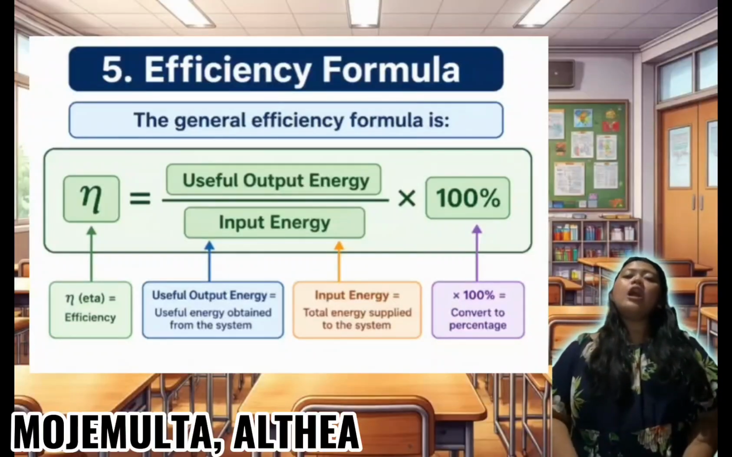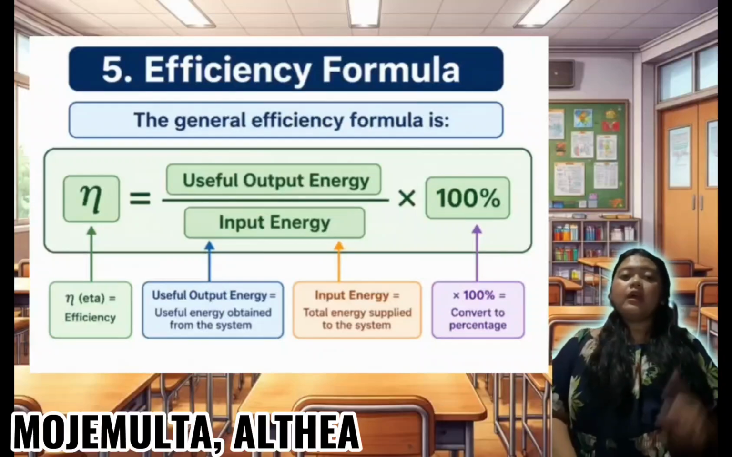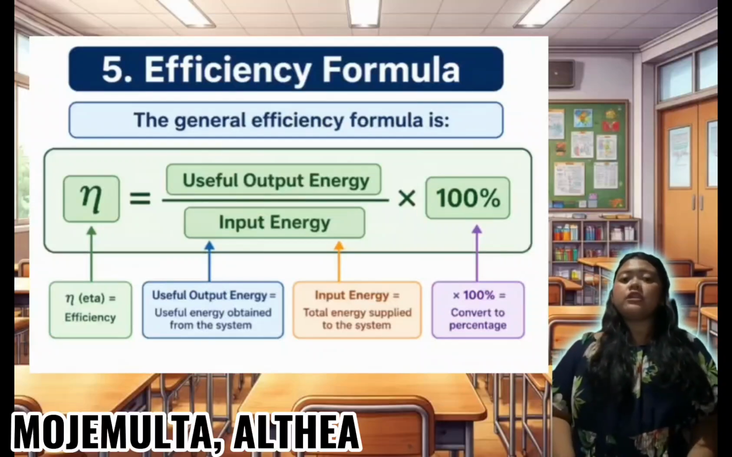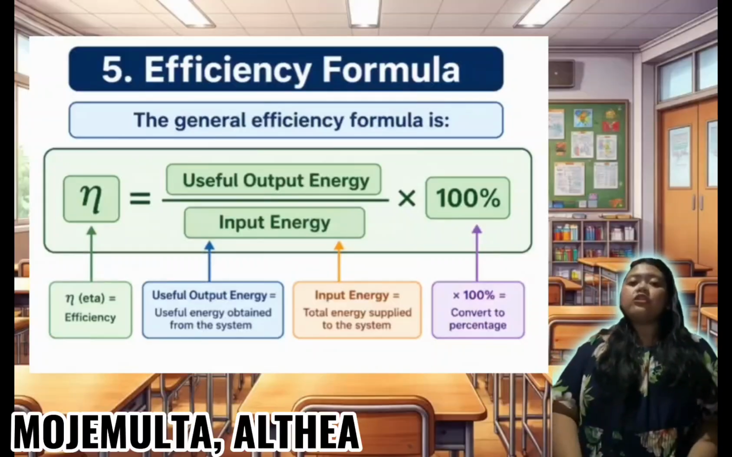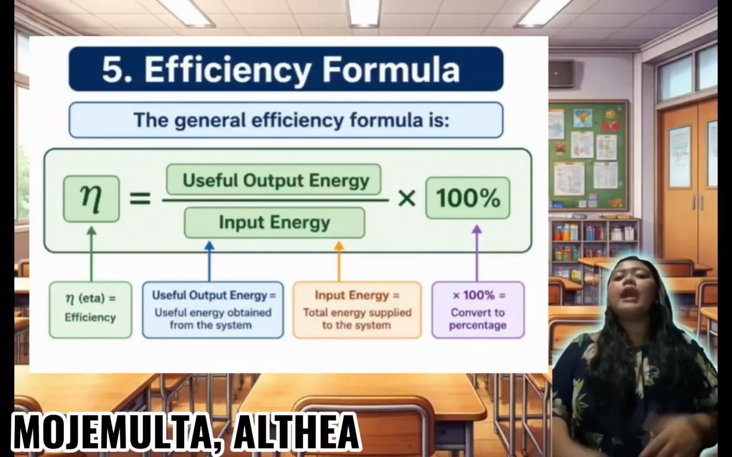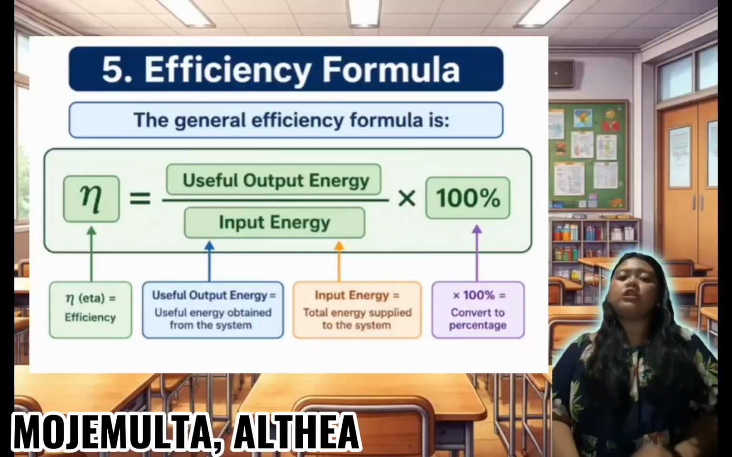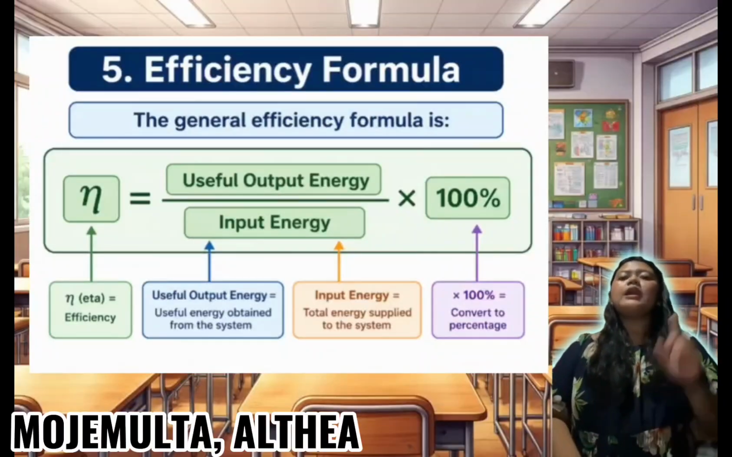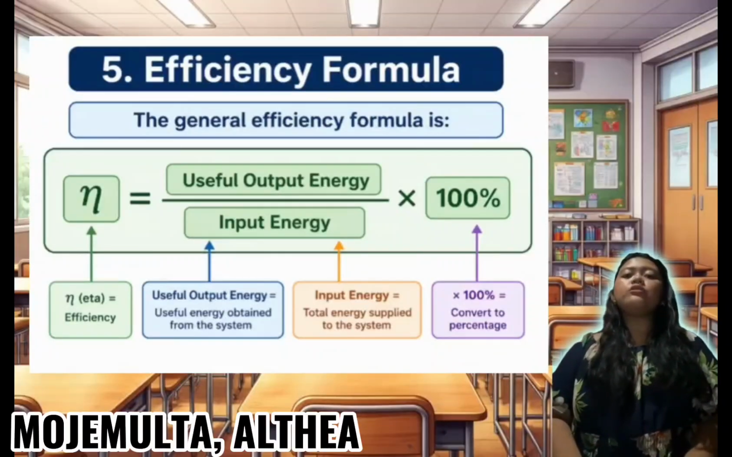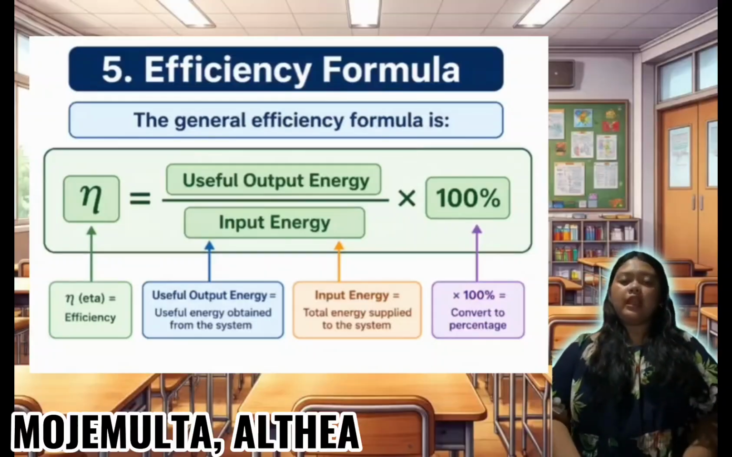η, or eta, represents efficiency. Next, the useful output energy is the energy converted into desired work, or the useful energy obtained from the system. Input energy is the total energy supplied to the system. Multiplying by 100% converts the value to a percentage.